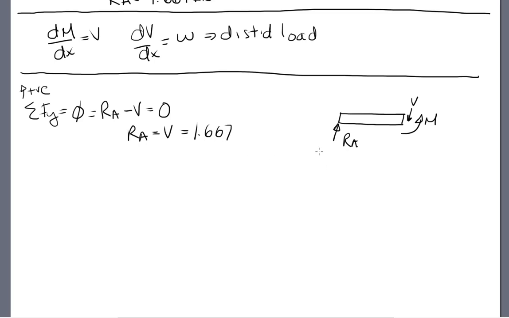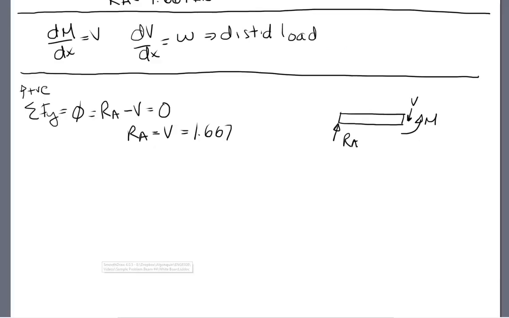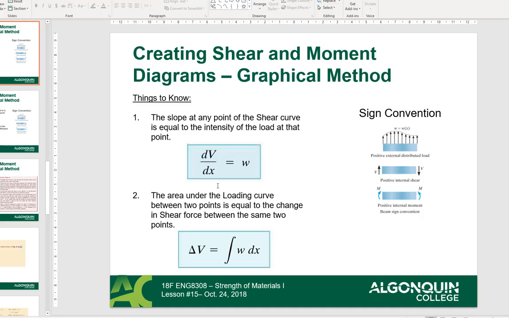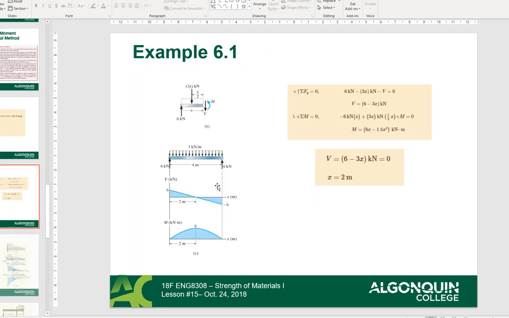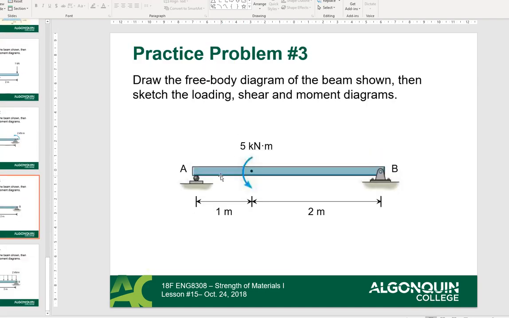And since we have no other applied load, I shouldn't say that. We have an applied moment, but we have no transverse shear or anything like that. So that means our shear is constant all the way across. That means our shear all the way across is constant at 1.667.